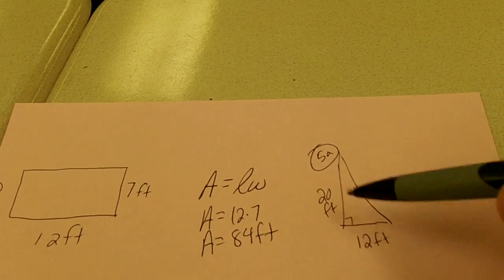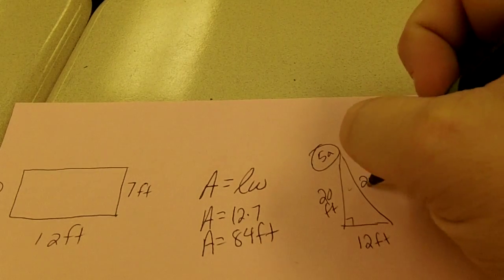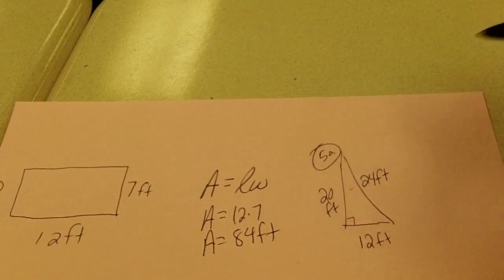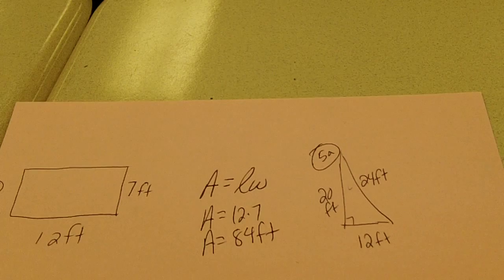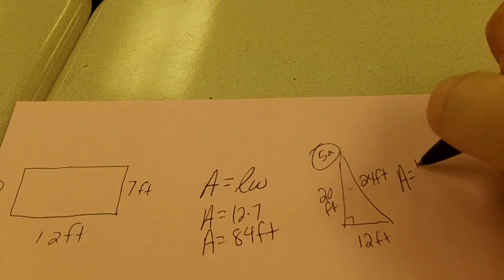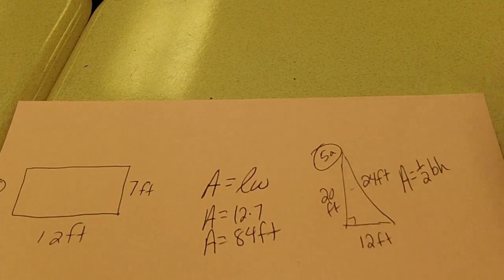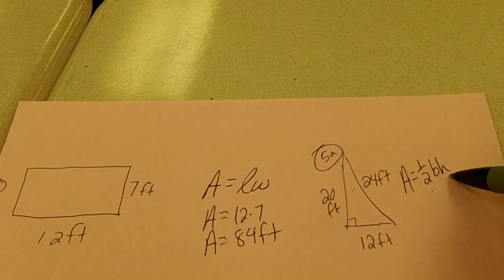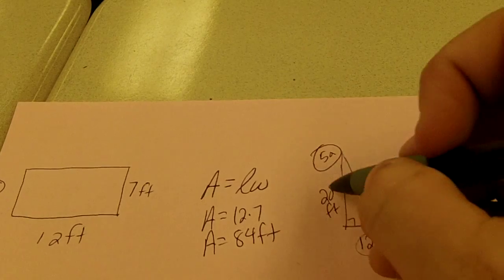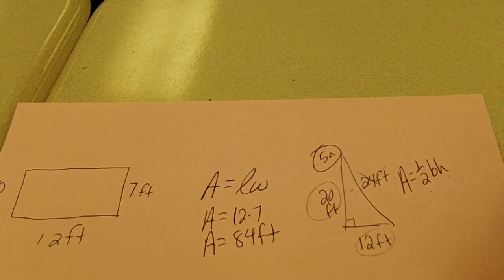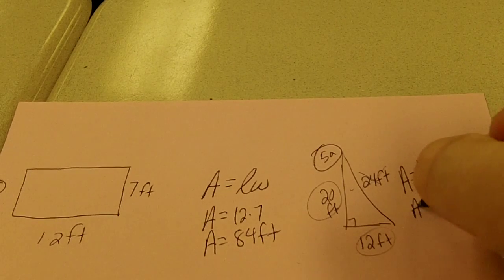Alright, so I have a base measure, I have a height measure, and let's just say I give it this too. So I'm going to call the hypotenuse, which is this leg right here, I'm going to call that 24 feet. Which two numbers do I need in order to fulfill the formula? Okay, according to this formula, I need a base measure and I need a height measure. So I'm going to need base, I'm going to need height. I don't need this because that's an extra piece of data. It's not going to help me with my formula.